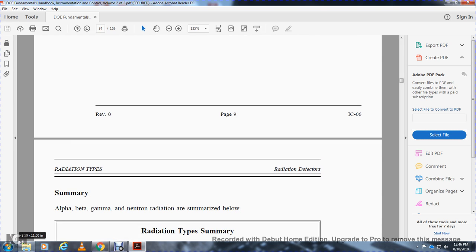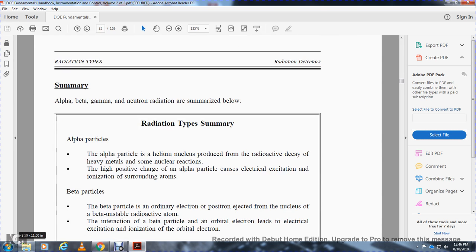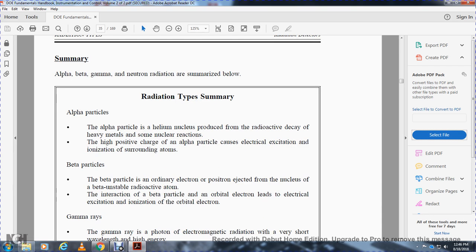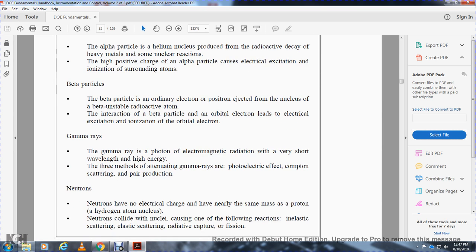Alright, summary. Alpha, beta, gamma, and neutron radiation are summarized below. Alpha particle: the alpha particle is a helium nucleus produced by the radioactive decay of heavy metals, or in some nuclear reactions. The alpha particle has a high charge and causes ionization of surrounding atoms through electrical attraction. Beta particle: an ordinary electron or positron ejected from the nucleus of a beta-unstable radioactive atom. The beta particle interacts with orbital electrons through electrical force, causing ionization.